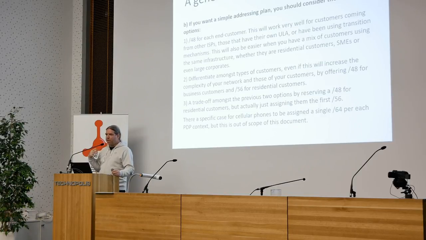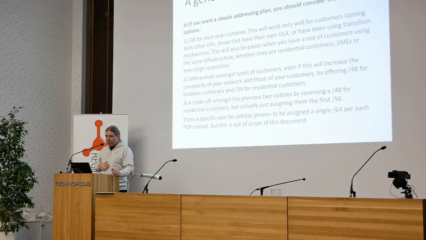This also makes your addressing plan easier. Your routing table is more consistent because you just have /48s inside, and you're all good. Also, if you have customers who used some sort of transition technique, for example a tunnel to Hurricane Electric, they had a /48 and configured their network that way. It would be much easier for these people to translate their network into your new network if you give them a /48.